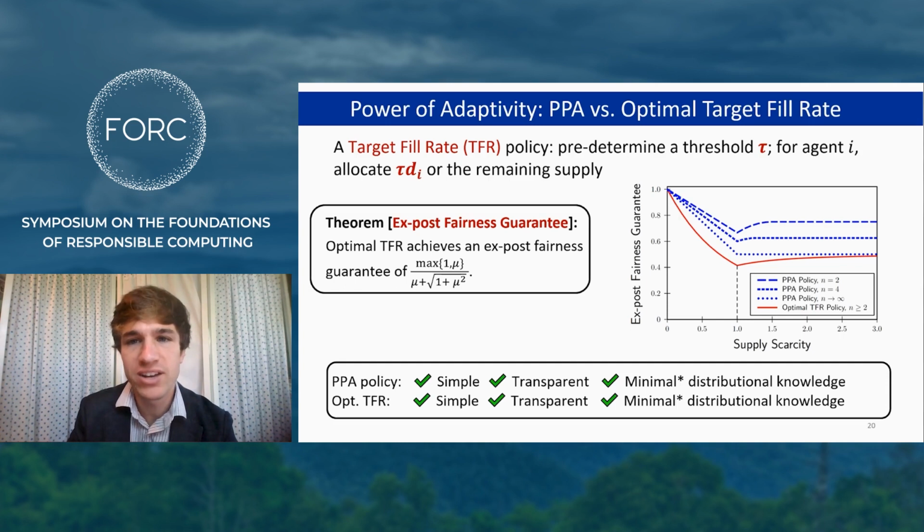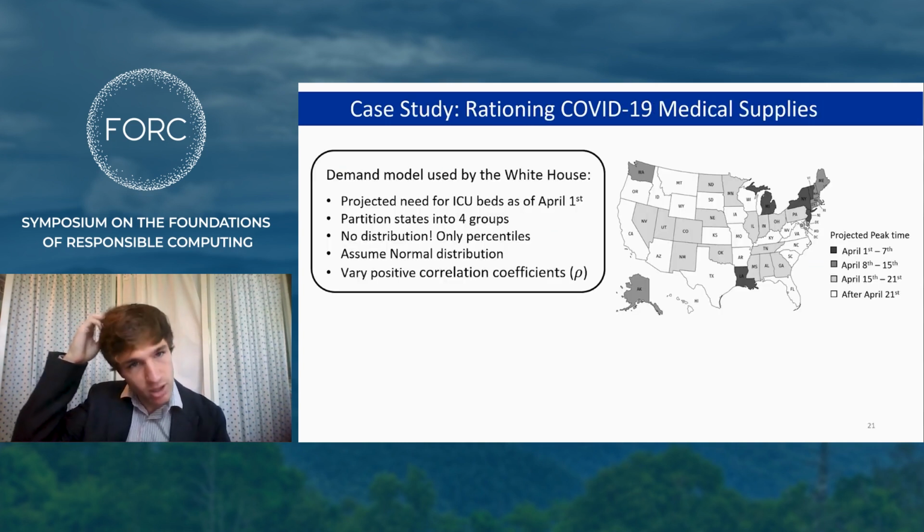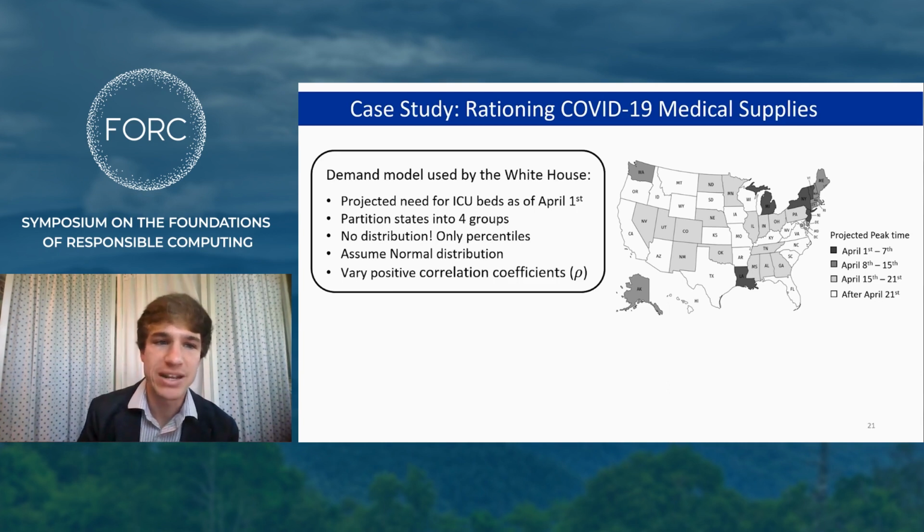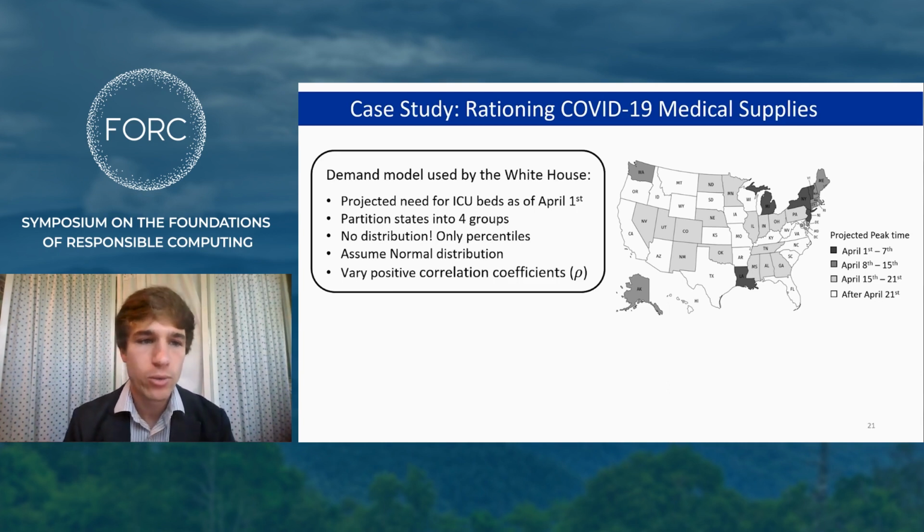To provide a bit more evidence for that, let's take a quick look at a case study returning to our motivating example of rationing COVID-19 medical supplies. So here we're going to focus on a demand model used by the White House at that time. We're going to use projected need for ICU beds as a proxy for general demand for medical supplies. We're going to partition states into 4 groups based on when their peak demand is expected to occur, and we're going to treat each of those groups as an individual agent.